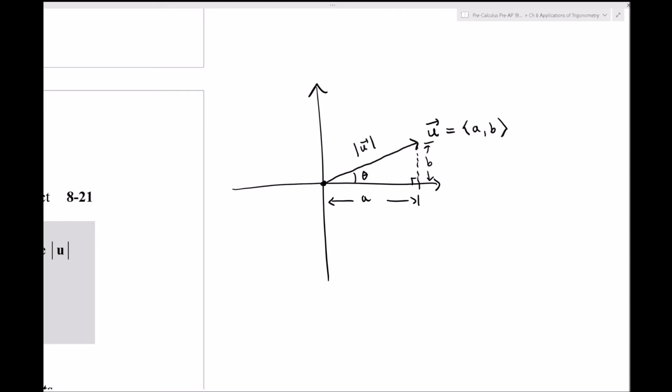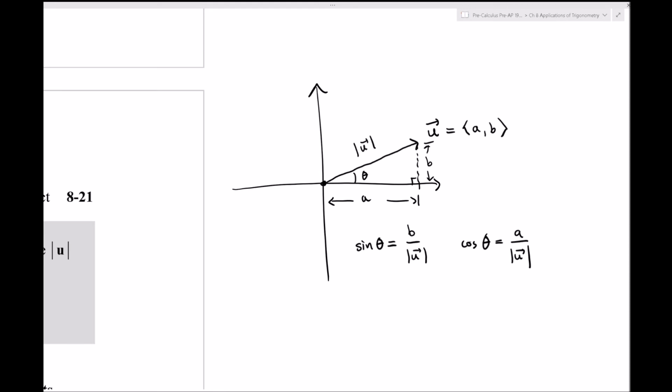So this is a trig problem. We should know that sine of theta is the opposite over the hypotenuse, in this case b over magnitude. We should also know that cosine of the angle theta is equal to the adjacent, in this case a, divided by the hypotenuse, in this case magnitude of u. So those two are true for any vector. So I could have drawn that in the second, third, or fourth quadrant, and that still would have been true.